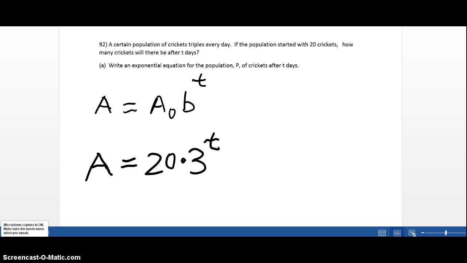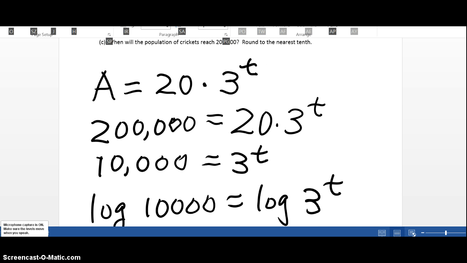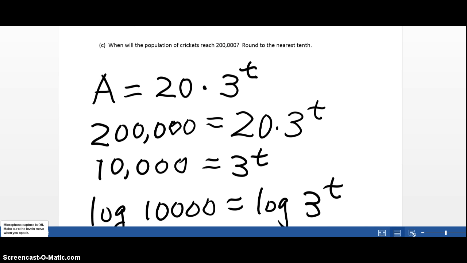Suppose it tripled every 7 days. Instead of a t, you would have t divided by 7. Okay, for the last part of this problem, when will the population of crickets reach 200,000?